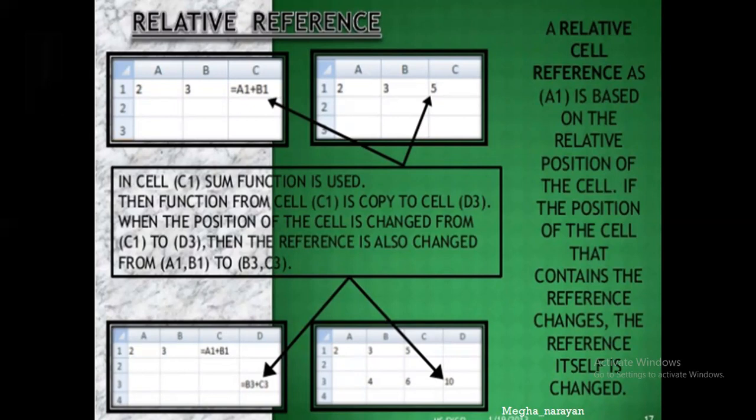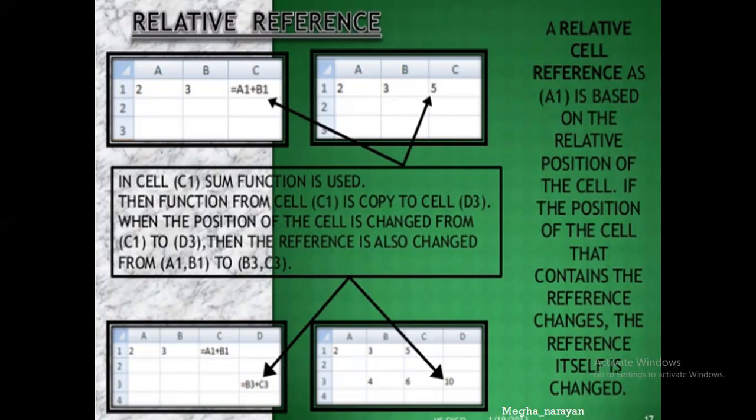Understood? Whenever you copy a formula from one cell to another, the change you can easily see is actually relative referencing. The change you can see, no? The one change you are observing here in the cell address is actually relative referencing. What is it? Relative referencing.